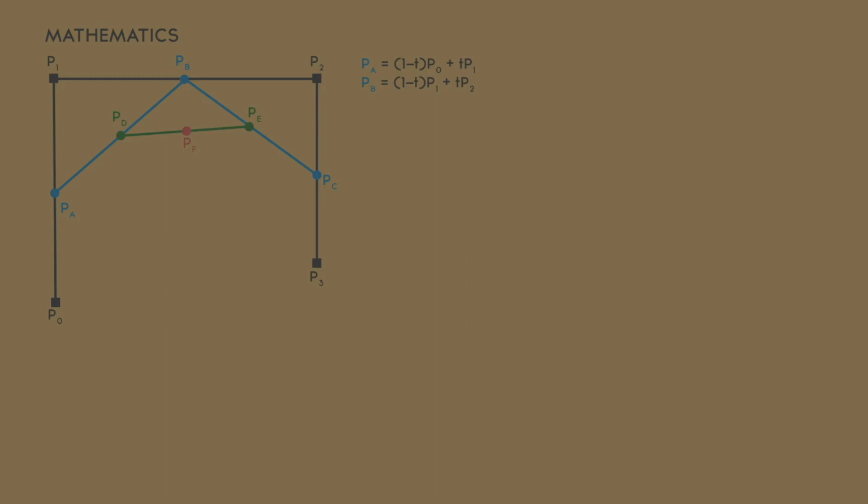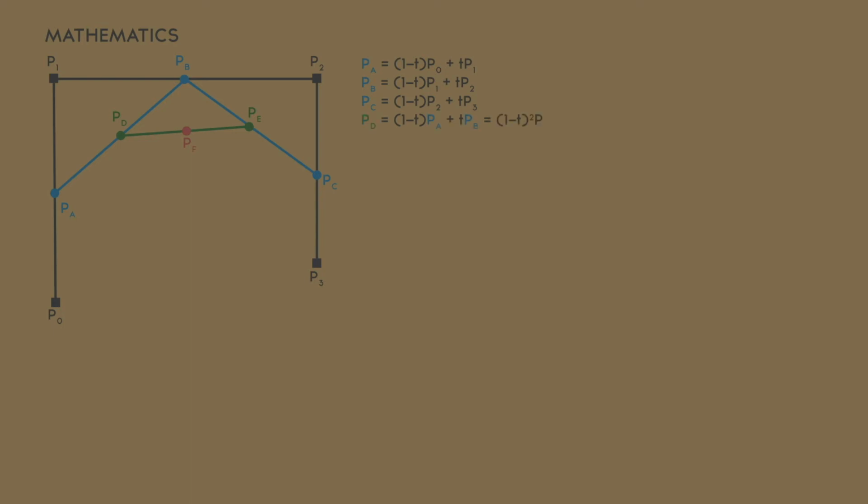We need to lerp between points 2 and 3, which will give us PC. And the math is (1 minus T) times P2 plus T times P3. As I mentioned before, we have 3 points. We need to do it again. So we need to lerp between PA and PB, and that will give us PD, as in dog.